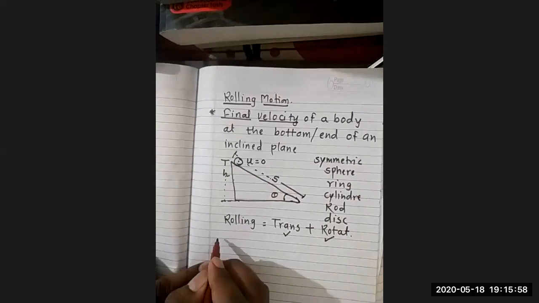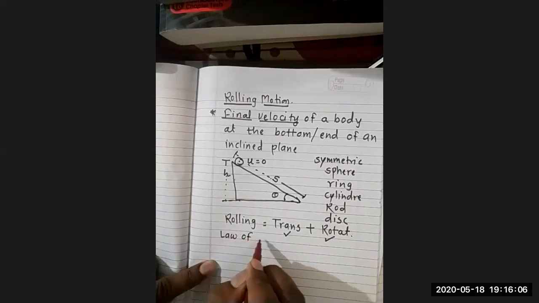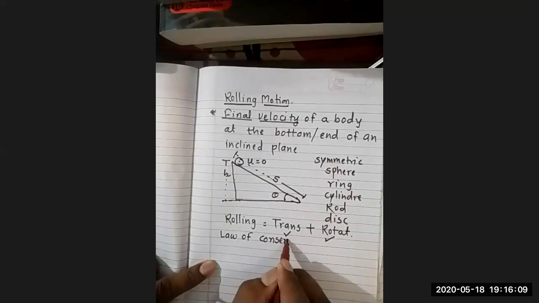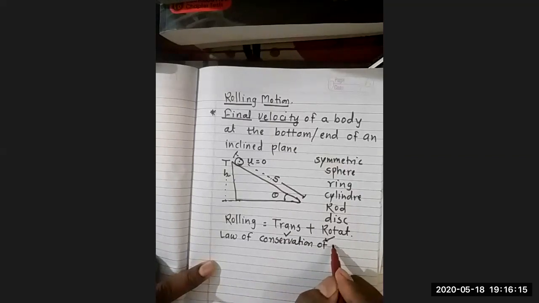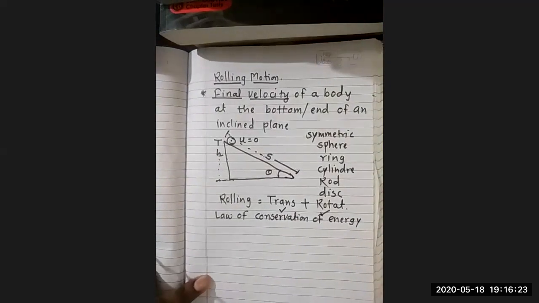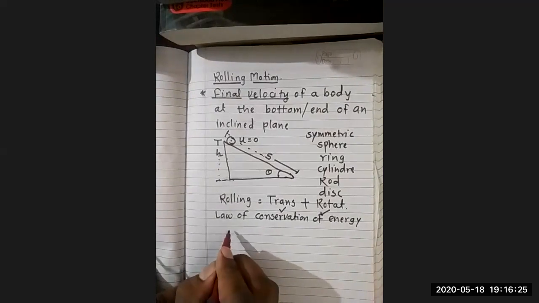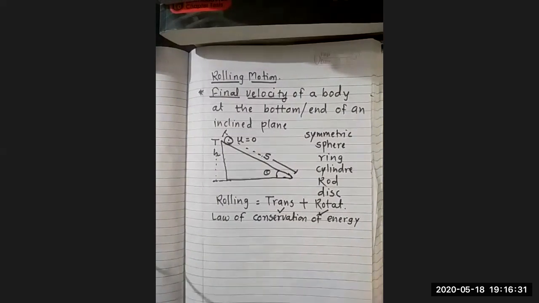Now what we want to apply, the key point of this particular derivation, is the law of conservation of energy. We need to use the law of conservation of energy in this derivation. What the law of conservation of energy states is that the total energy of the system remains conserved, meaning energy can neither be created nor destroyed. It can be transferred from one form to another, right?